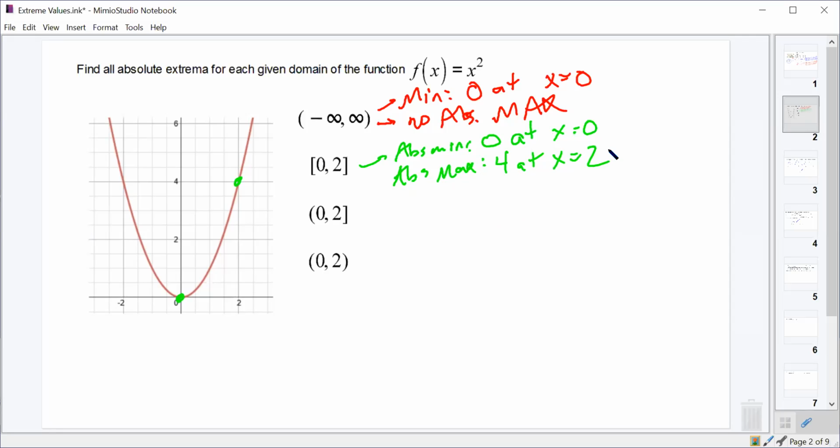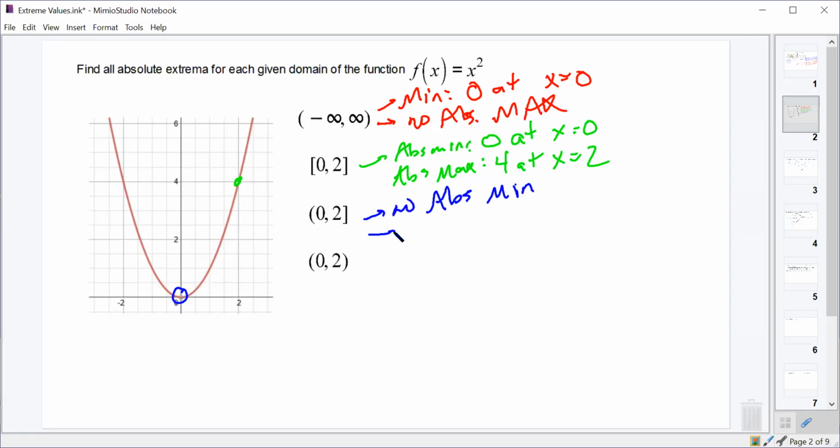All right, what if we changed this so that we no longer had a closed interval on both sides, but that on one side we had an open interval on the 0? What would that tell you about an absolute min? Would it still be 0 at x equals 0? No, it would just be really close. And we can't get to 0. And so we would say there's no absolute min.